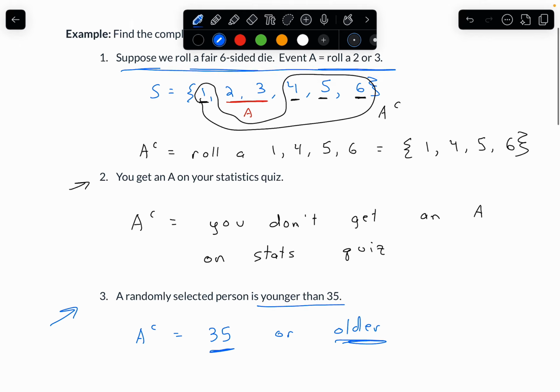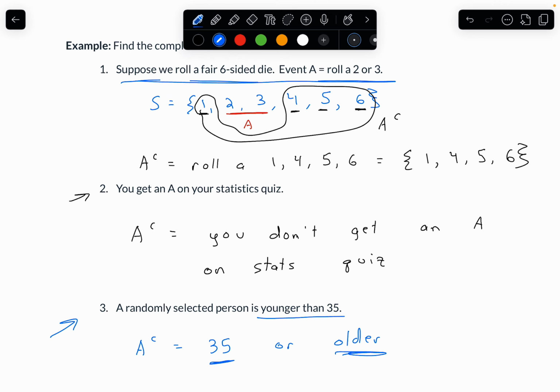I oftentimes think, especially when we're working with more complicated examples, it does help to take a second just to write out what the sample space is, what the event is, and then you can just say, well, everything that's left over must be included in the complement.